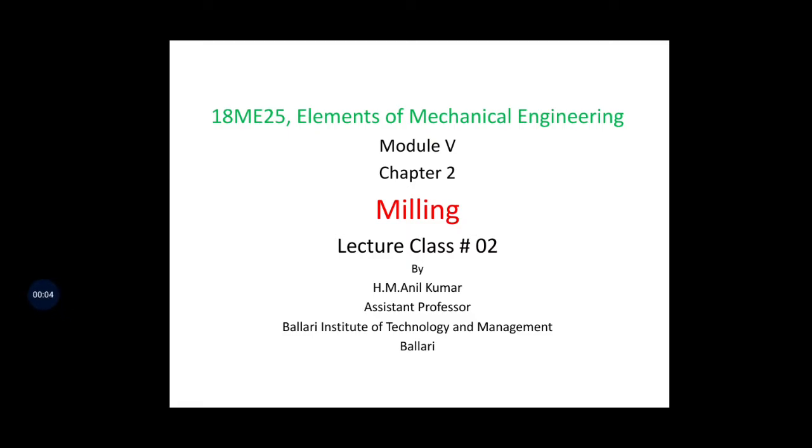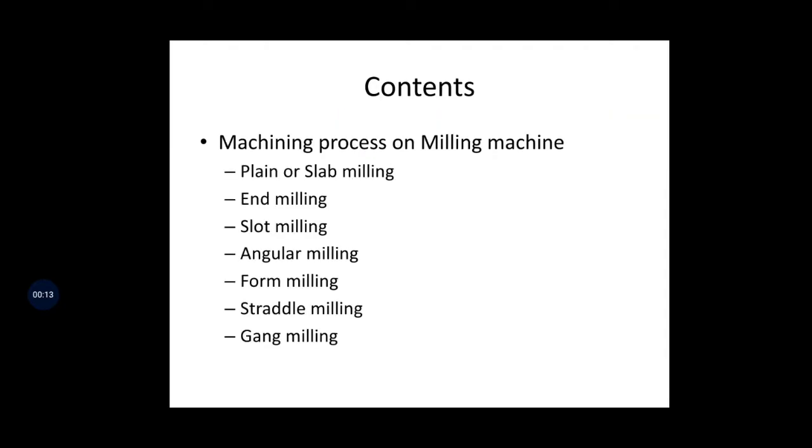Hello students, welcome back to lecture class 2 on milling machine, chapter 2 of the 5th module, the elements of mechanical engineering course. In this class we are going to discuss mainly the milling operations, what all the operations we can do in the milling machine tool. Plain or slab milling, end milling, slot milling, angular milling, form milling, straddle milling, gang milling. All these operations we can do, and more than this also. These are the operations as per the syllabus in our course.